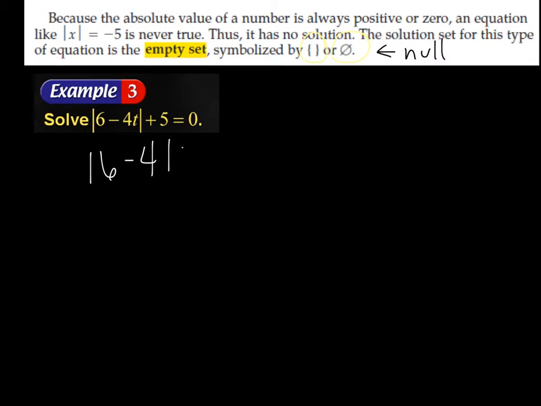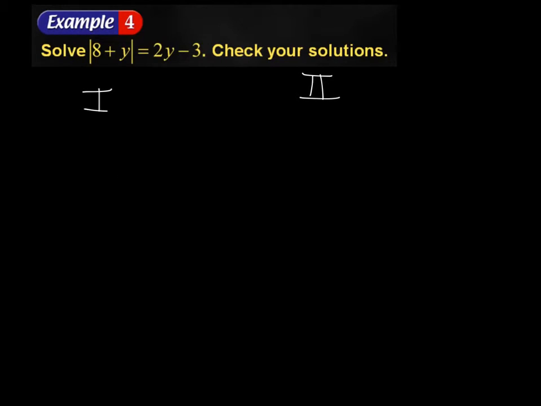So subtract 5 from both sides, and we have absolute value of 6 minus 4t equals negative 5, and you could be done. Now, I tend to go ahead and do case 1, case 2, and then I check, and I find out it doesn't work, and I'm very sad. So pay attention, and this is a very quick problem. So we're going to start right off with the case 1, case 2.